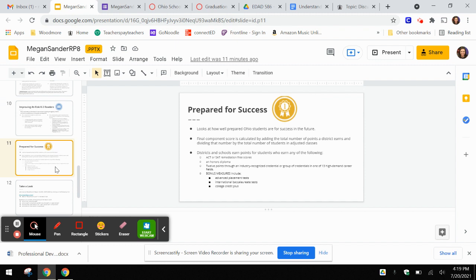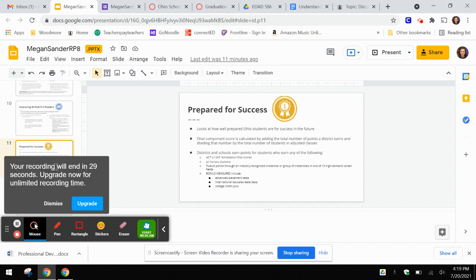The last component is prepared for success. And this component looks at how well prepared Ohio students are for success in their future and beyond high school. This component score is calculated by adding the total number of points a district earns and dividing that by the number of total students in the adjusted classes. And as you'll see, there are quite a few ways that students can earn points for the district. The total number of points each student can earn is 1.3.